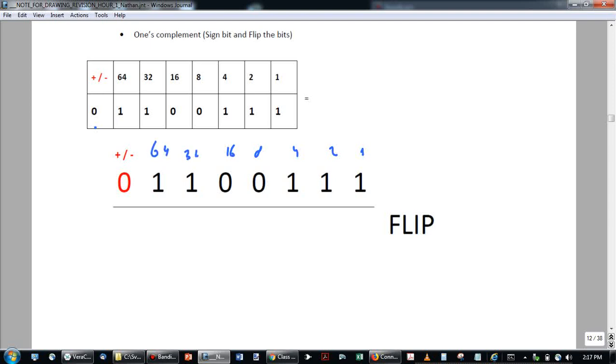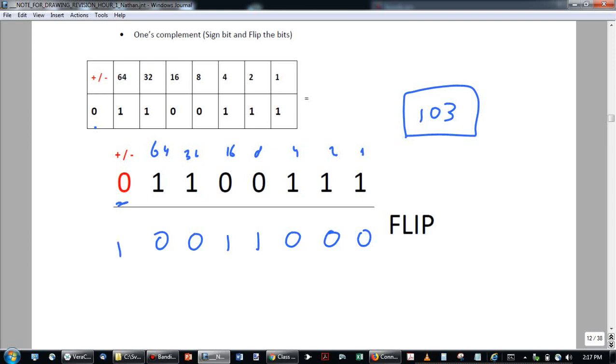64 plus 32 is 96, plus 4 is 100, plus 2 is 102, plus 1 is apparently 103. It's positive 103 because there's a 0 there. Yep. And now I'm just going to flip these bits, so a 1 becomes a 0 and a 0 becomes a 1. Okay?